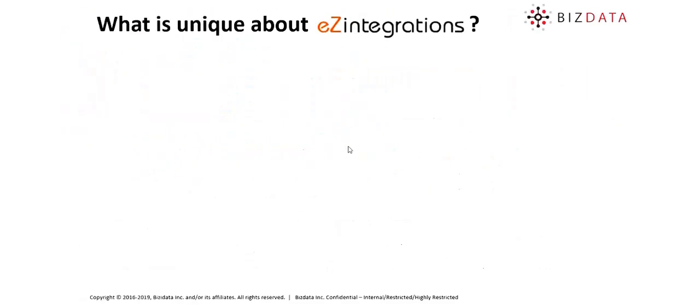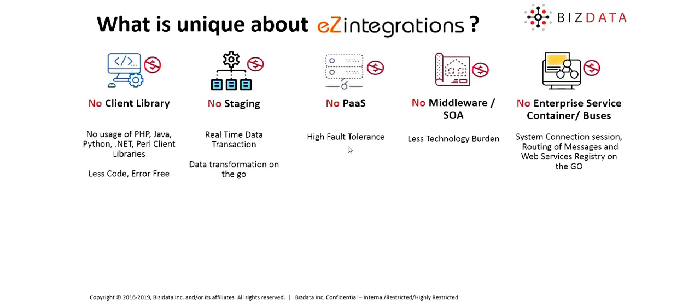A few key unique value propositions of eZintegrations are: it doesn't use any intermediate staging for transforming the incoming data. These transformations happen in real time and on the go, making it a more secure option as compared to traditional integration solutions. It uses minimum coding, hence resulting in almost accurate and error-free transfers.